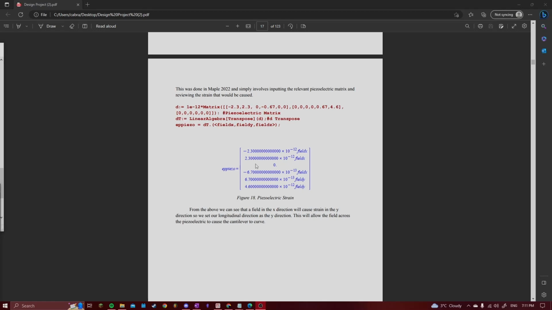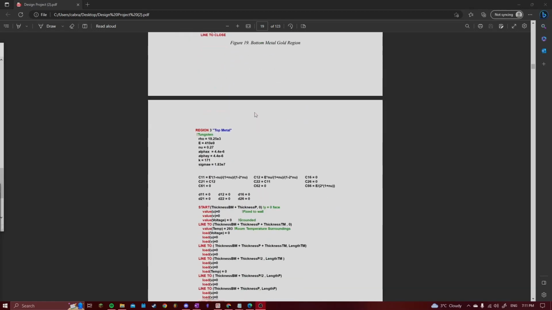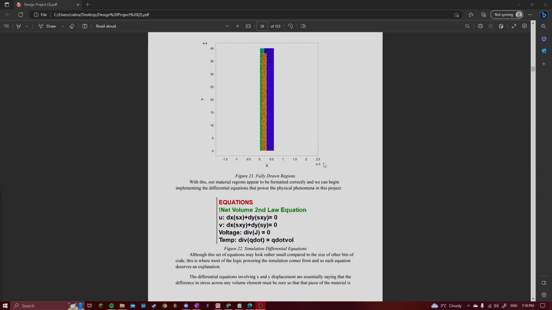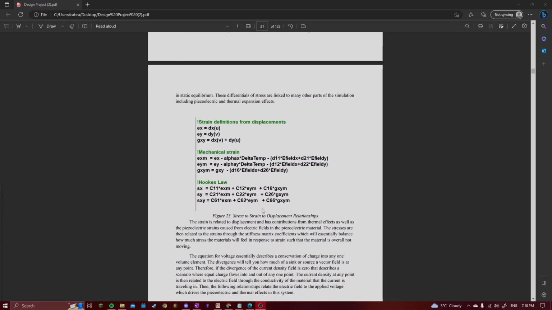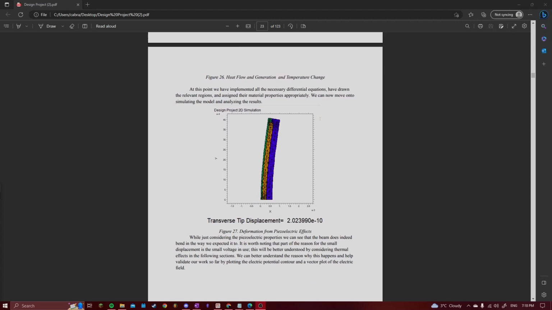So we want to set our longitudinal direction in that y to allow the piezoelectric to cause the cantilever to curve. Then we define our gold region and our tungsten region, and this is the resulting simulation. The simulation is given power through implementing the necessary differential equations, including the time-dependent heat equation. Here are the strain definitions and Hooke's law of voltage relationships. Here's that heat equation that was used, and this is the deformation just from piezoelectric effects.